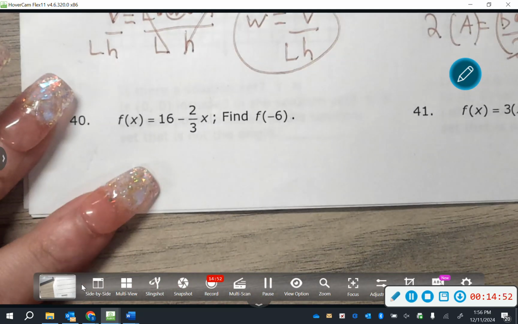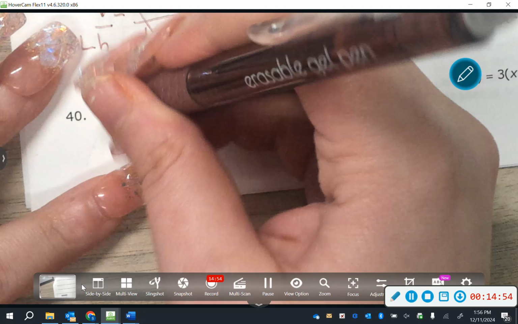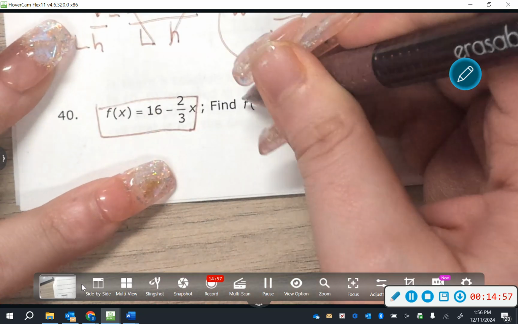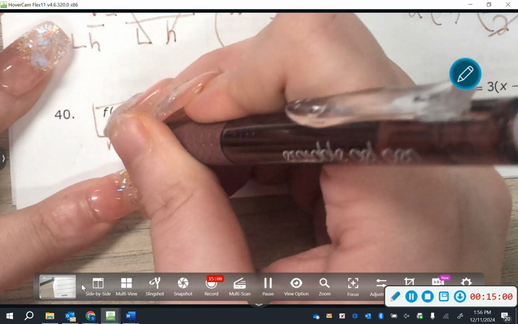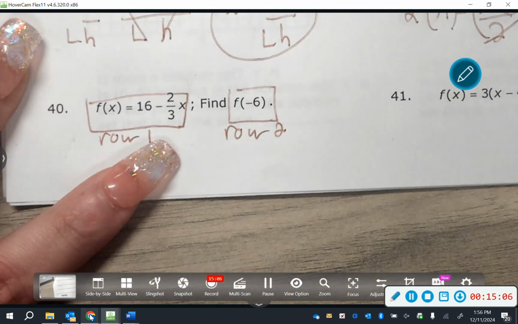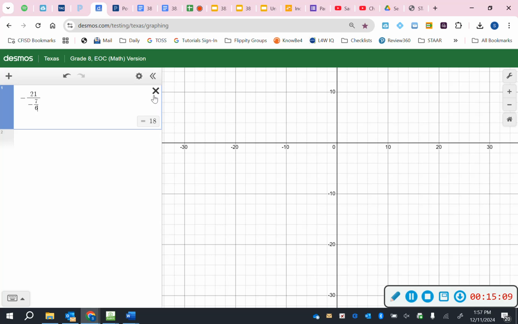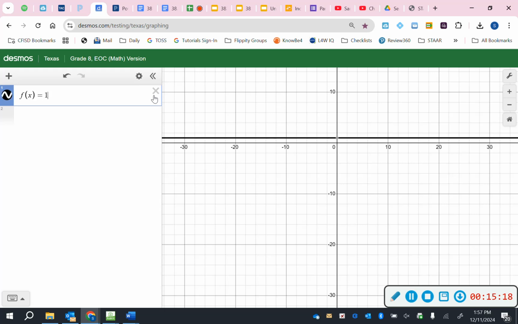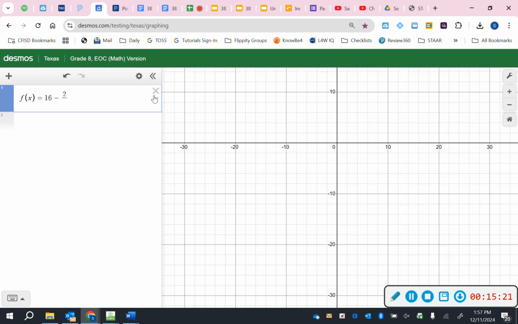For number 40, y'all, this is a calculator question. Plug this in the first row of your calculator. Plug this in the second row of your calculator. Row 1, row 2. Literally exactly how they said it. So, go in here. They told me f of x equals 16 minus 2 over 3 x, and we're trying to find f of negative 6. My answer is right here. They told me it is 20.